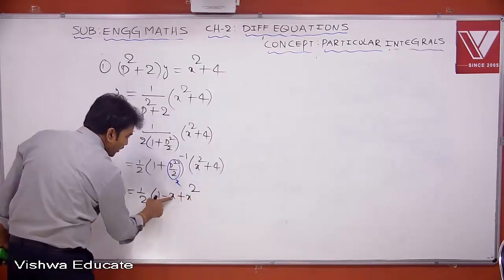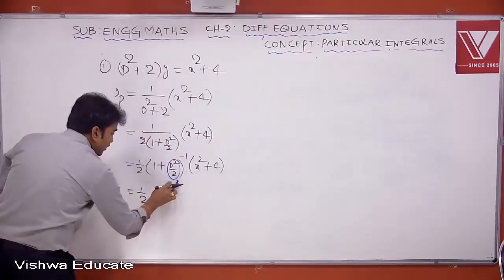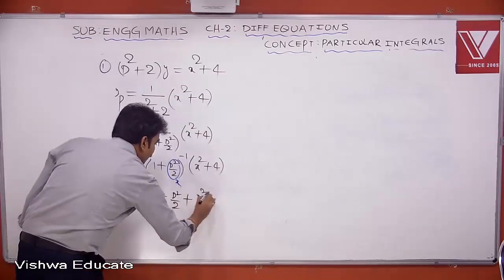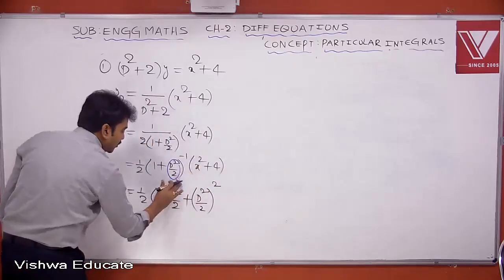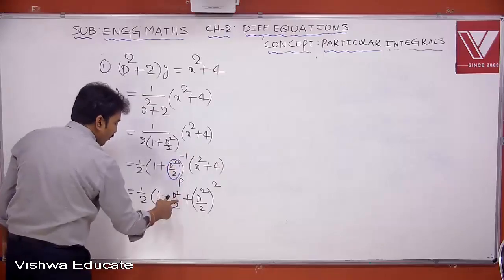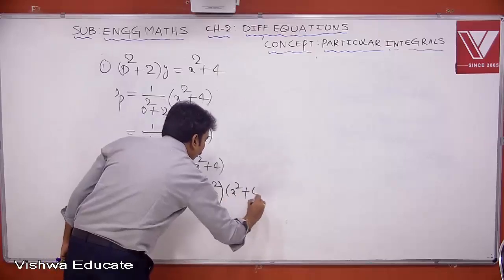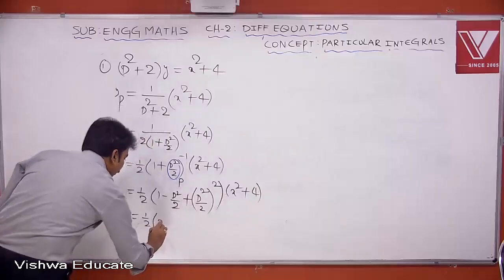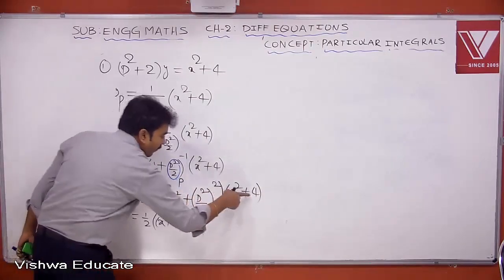But don't confuse this x and that x. So therefore I will change the terms. Here this x is nothing but D square by 2. So 1 minus D square by 2 plus x square, where x means D square by 2, so (D square by 2) whole square. If you have any confusion, take for example p. This is useful. Now (1 plus p) whole inverse is 1 minus p plus p square, of x square plus 4. Now therefore in this case, 1 by 2 into 1 into (x square plus 4) minus 1 by 2 into D square of (x square plus 4).